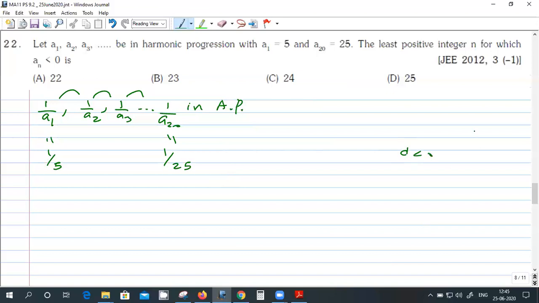Only then it will become... See, D is negative. The AP will go like this, right? And 0 will be somewhere here. So this is the thing we have to catch: the first time it's becoming negative.